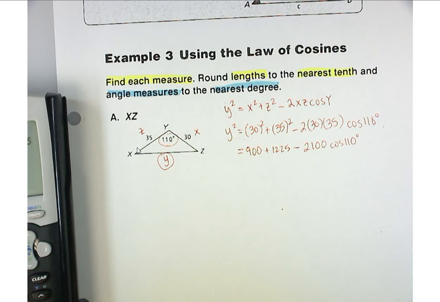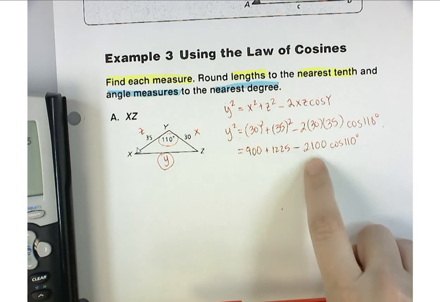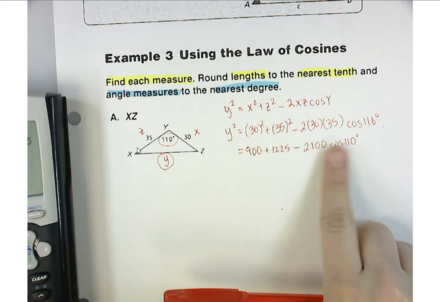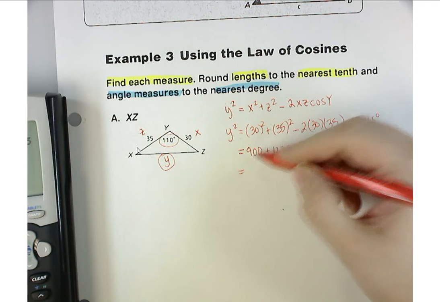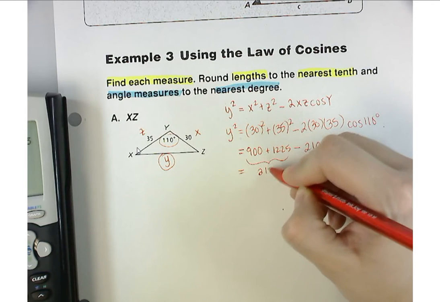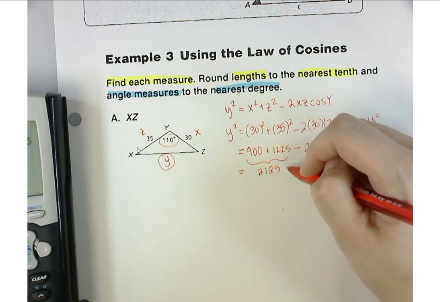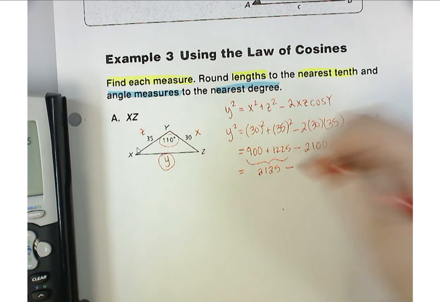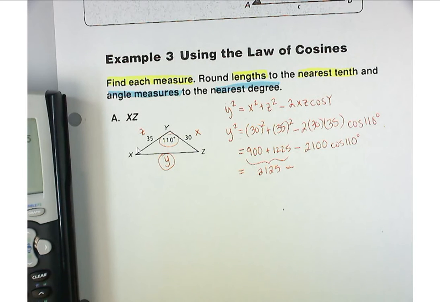Now you have to do your order of operations. You cannot subtract these because with order of operations, what comes before addition and subtraction? Multiplication. So you'd have to multiply those together first. Okay, now you can add these two together to get your 2125. And then we're going to minus, and let's do the 2100 times the cosine of 110.